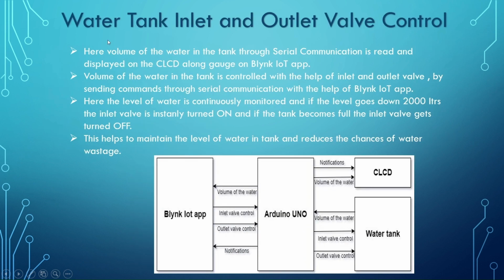The third system is the water tank inlet and outlet valve control system. Here the volume of the water in the tank is read through serial communication and displayed on the CLCD along with a gauge on the Blynk IoT app.